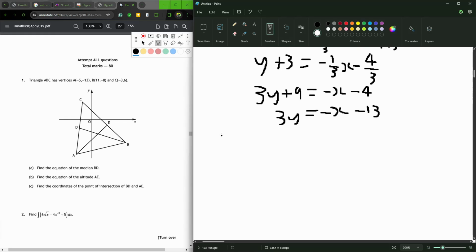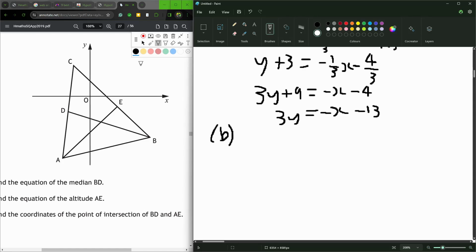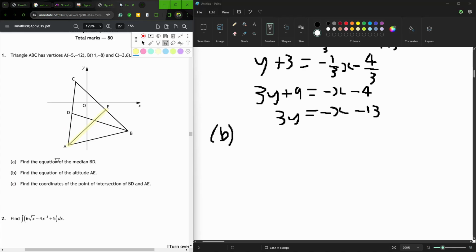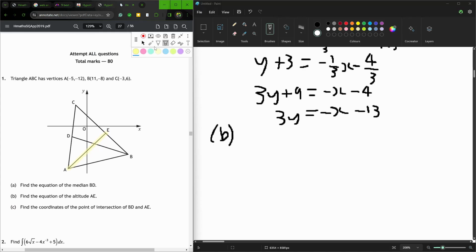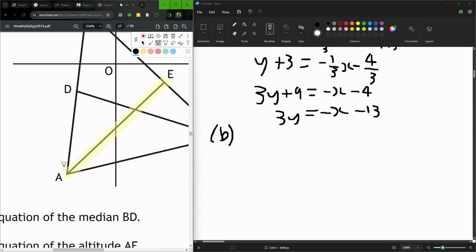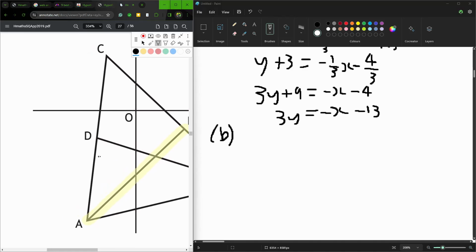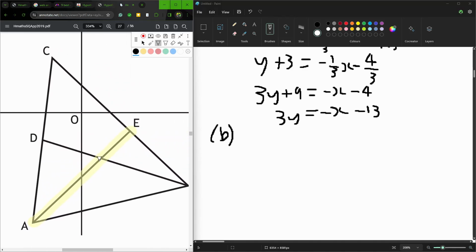And we'll continue. It wants us to find out now the equation of altitude AE. So again, they might just give you the triangle and expect you to just work this out, but they've actually drawn it in this time. And what an altitude is, it goes through the corner, so it's kind of like a median, but this time it intersects with the opposing side at exactly 90 degrees.